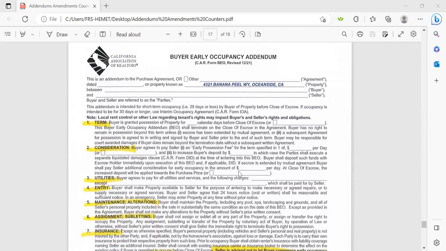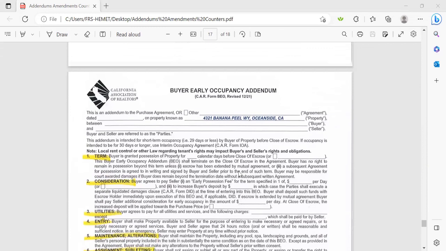Okay, this is the other one that kind of goes off the SIP, the seller in possession. This one is when a buyer is asking for early occupancy. We're going to close escrow on the 6th, but I'd like to get in this weekend if I could, because the house is vacant anyway, whatever the case may be. Those things are up for negotiation.